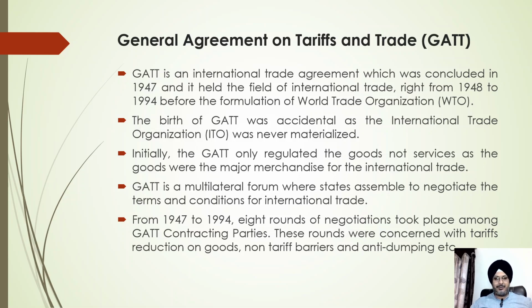The second thing which is very important is that GATT had a very narrow scope. It only governs the goods, not the services. Services were added much later on. How did the GATT used to work? It used to work through various negotiation rounds. So from 1947 to 1999, various negotiation rounds took place. These negotiation rounds were basically concerned with the reduction of the tariffs on goods, non-tariff barriers and anti-dumping.